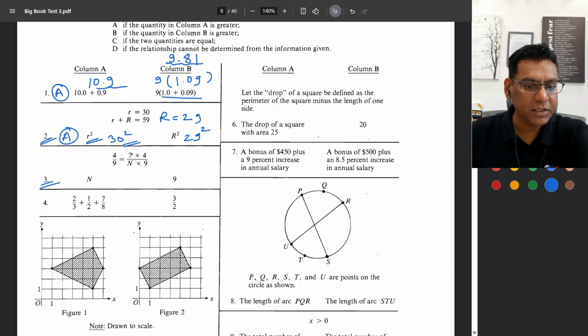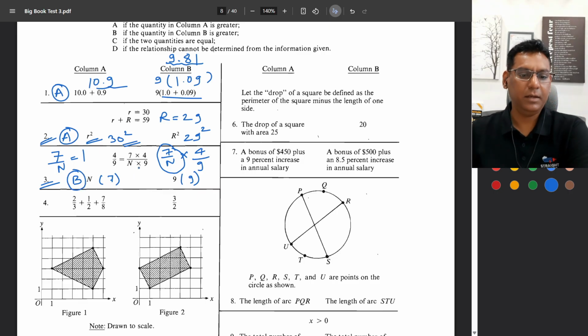4 by 9 is equal to 7 by n into 4 by 9. We can also write this as 7 by n into 4 by 9. So 4 by 9 is equal to something into 4 by 9. So that something has to be equal to 1. So that means 7 by n is equal to 1. That means n is equal to 7. So n is 7. I have to compare that with 9. Obviously, 9 is bigger. Answer choice B.